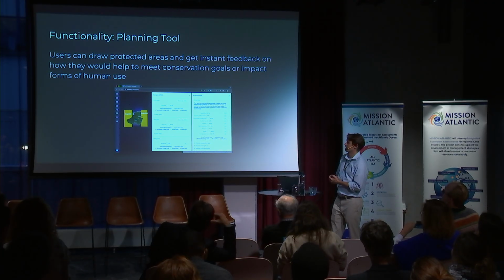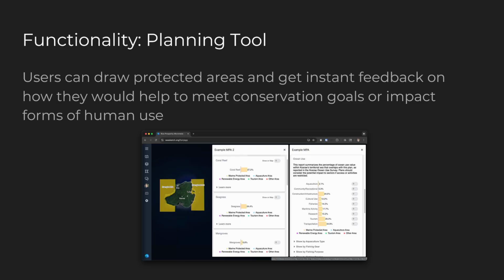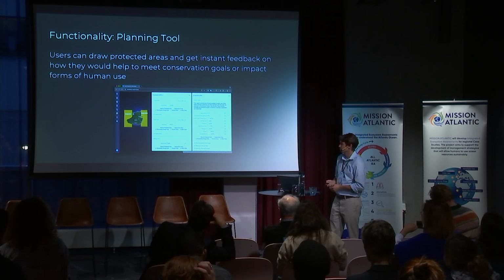Okay, the third function, CSketch is also a planning tool. With this, users can draw areas on a web map and get instant feedback on, for example, how protecting those areas would help to meet conservation goals or how it would impact forms of human use. As previously mentioned, these types of analyses would require GIS knowledge and time. And now anyone with a computer and internet access can do these same analyses typically in seconds.